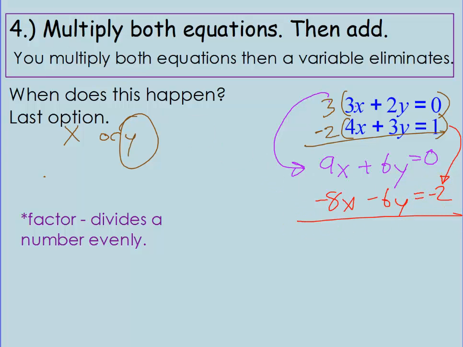So if I add those two equations together, I get 9 minus 8 is 1x, or x. 6y minus 6y cancels. 0 minus 2 is going to be minus 2. Our x is negative 2. That's how that one works. So you have to multiply both equations. And this will just take some practice so you can see what you have to multiply by.